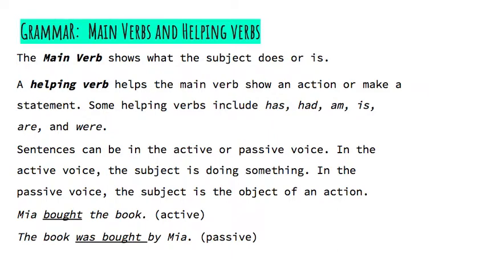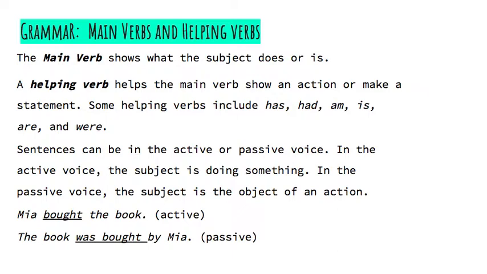Because we could have just said, Mia bought the book, but we could start it out with saying, the book was bought by Mia. And in this case, the subject is the book. And it was purchased or bought by Mia. So the phrase by Mia, remember, is a preposition phrase, and so it wouldn't have the subject in it.